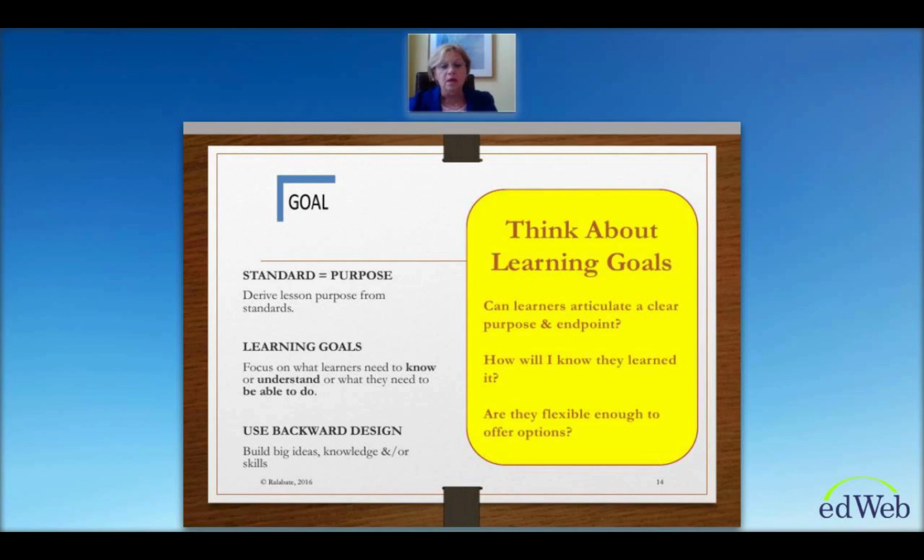And the third question is, are my learning goals flexible enough to offer options through choice and scaffolds to engage learners and ensure that everyone can achieve the lesson goals? And we'll talk more about that as we move on. Frankly, I believe very strongly that well-constructed learning goals allow every learner to succeed.